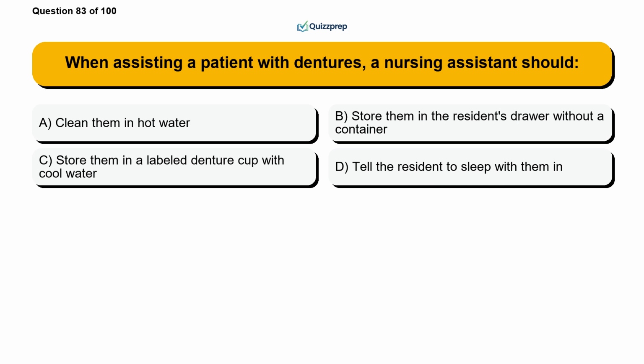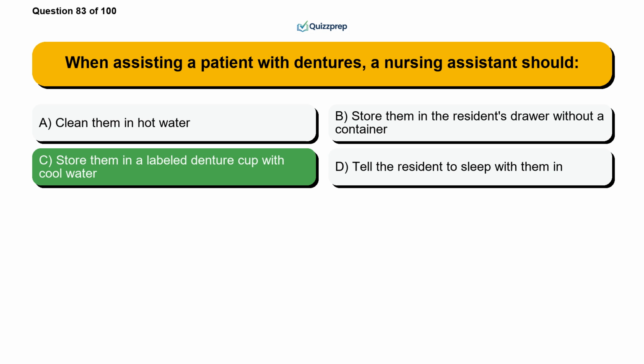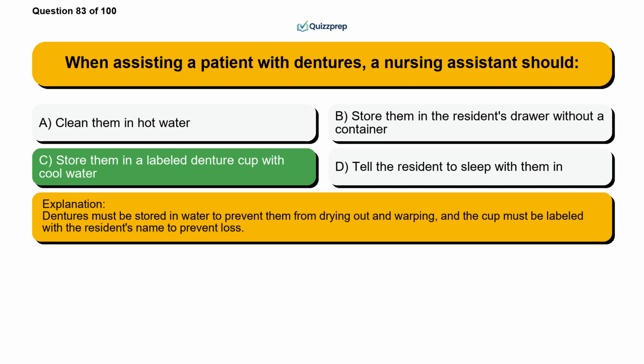Question 83. When assisting a patient with dentures, a nursing assistant should: Option A, clean them in hot water. Option B, store them in the resident's drawer without a container. Option C, store them in a labeled denture cup with cool water. Option D, tell the resident to sleep with them in. The correct answer is option C, store them in a labeled denture cup with cool water. Dentures must be stored in water to prevent them from drying out and warping, and the cup must be labeled with the resident's name to prevent loss.